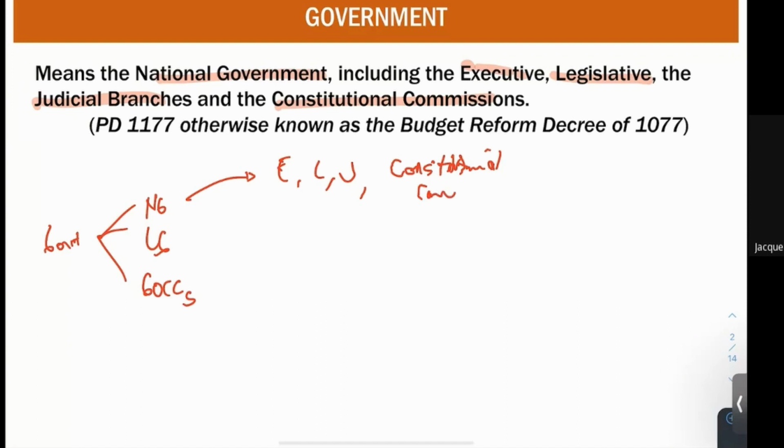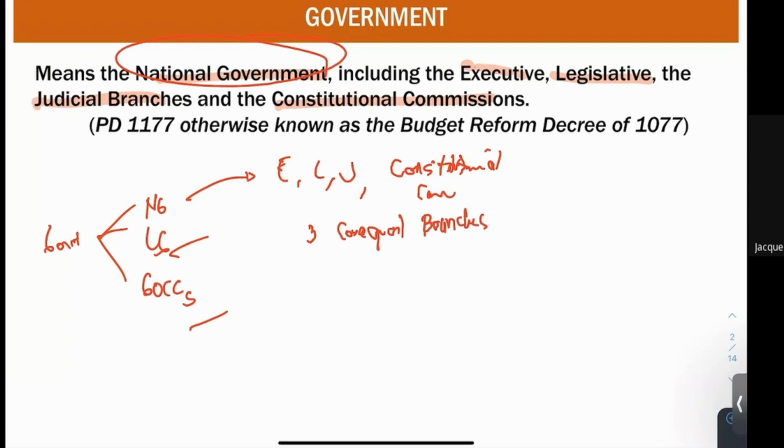But since this is the given definition to us, then let's expound this definition. Again, this government definition is only one-sided because it talks only about your national government. It does not talk about your local governments and your GOCCs. Now let's talk about the composition of your national government. Based on your definition here, the national government is composed of your executive, your legislative, and judicial branches, including the constitutional commissions. You all know that we have your three co-equal branches of the government.